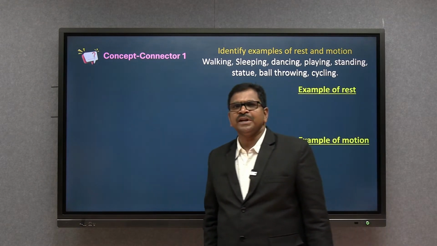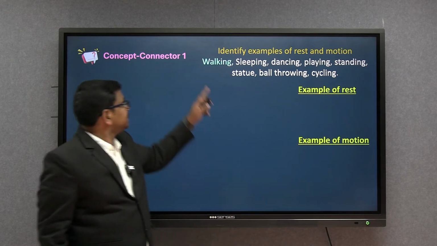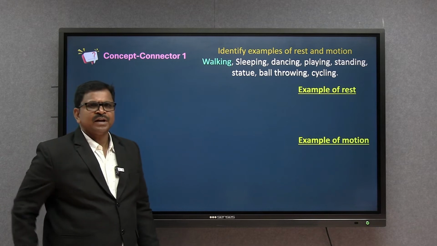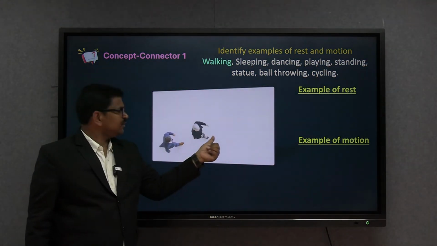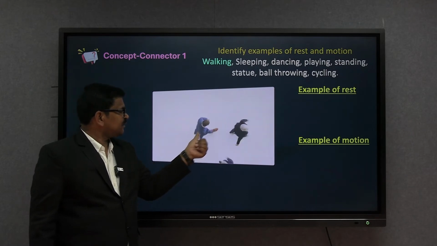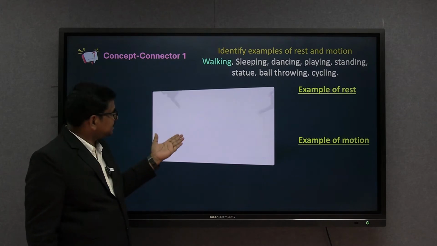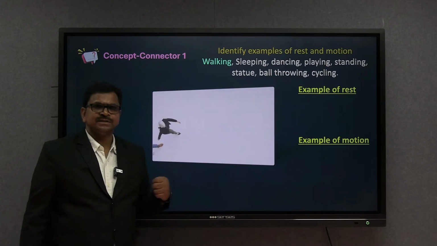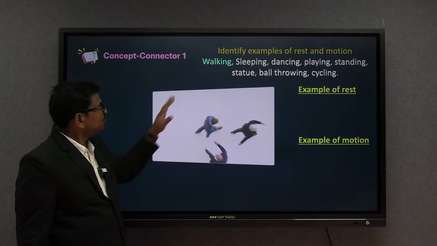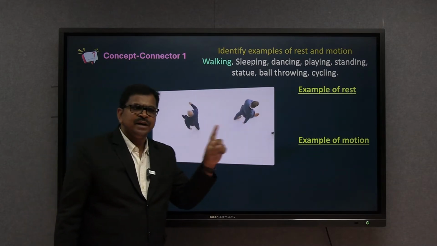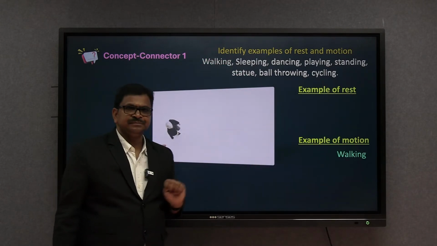Now, the next topic: we should understand whether you are able to identify any situation as rest or motion. For that, we have taken a concept connector. Here the first situation is walking. Here this gentleman is walking. If you observe, the position of these people who are walking is continuously changing. So as there is a change in the position of the characters involved in this illustration, they are said to be in motion. So walking comes under motion.